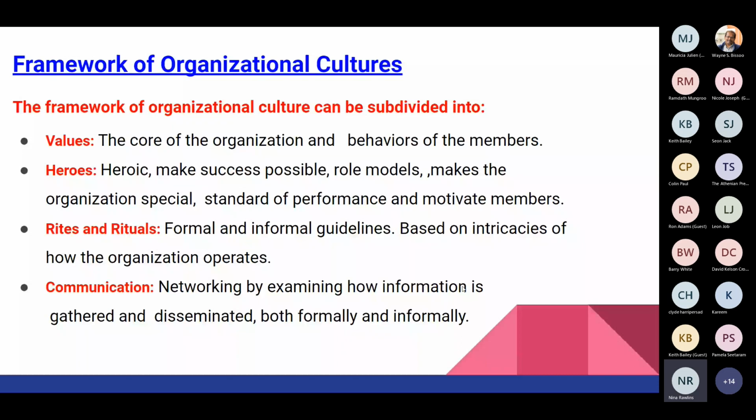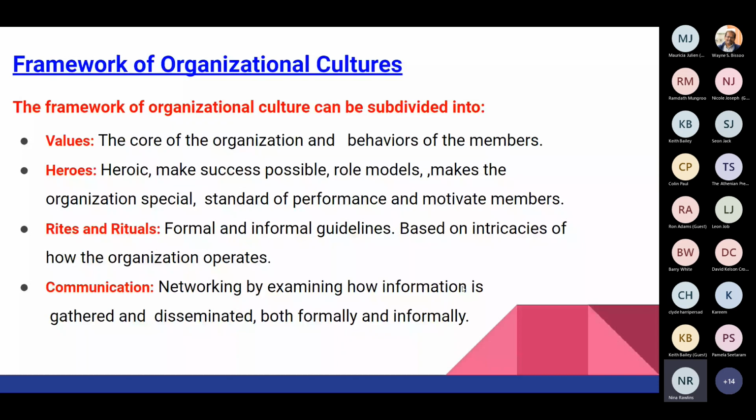When we look at the rights and the rituals, these are the formal and informal guidelines based on the intricacies of how the organization operates. The formal guidelines for the TTPS would be from the standing orders, the departmental orders, the Police Service Act, and so forth, because these are written down. Whereas informal guidelines is how you expect somebody to interact with the public, to be kind, to be courteous, to be respectful, right? So this is what I consider to be the informal guidelines. It's not written down, but it's expected that you do it.